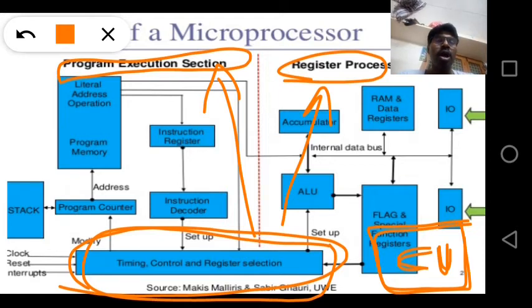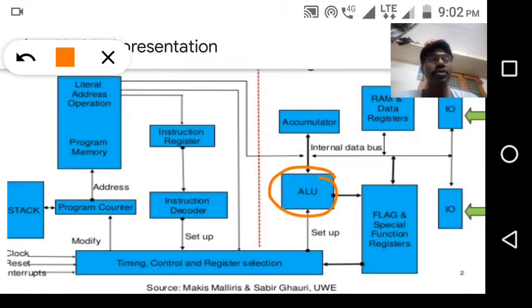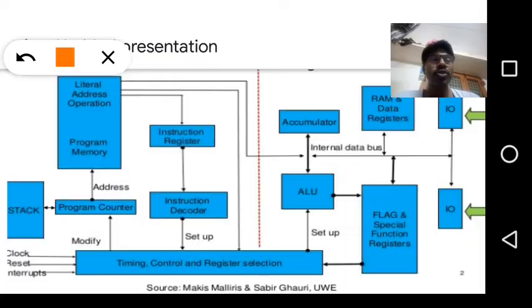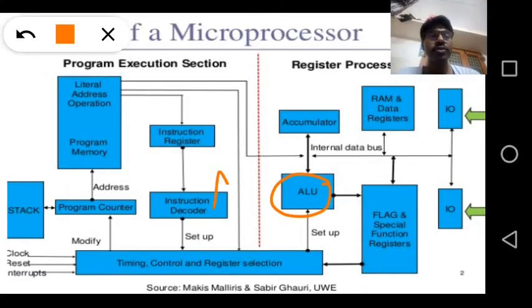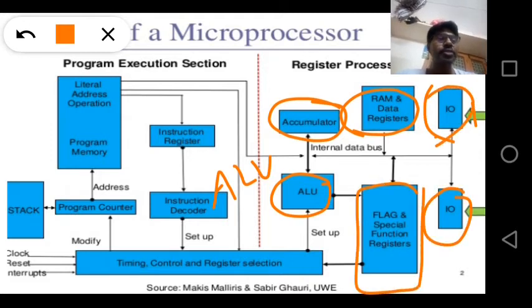So the register process section contains ALU, arithmetic and logical unit. It contains ALU, that is nothing but arithmetic and logical unit. It contains an accumulator, RAM and data registers, I/O devices, flag and special function registers.